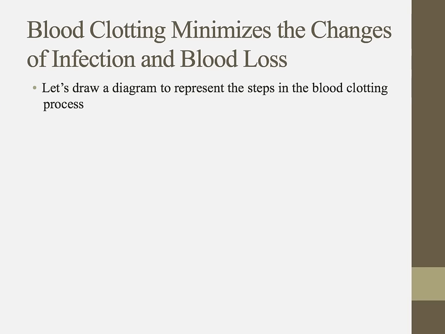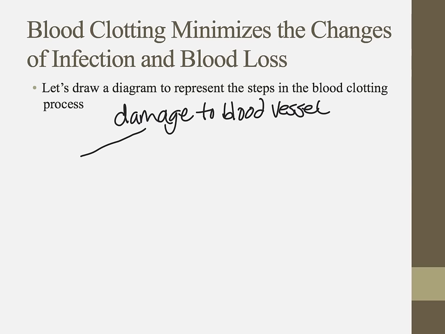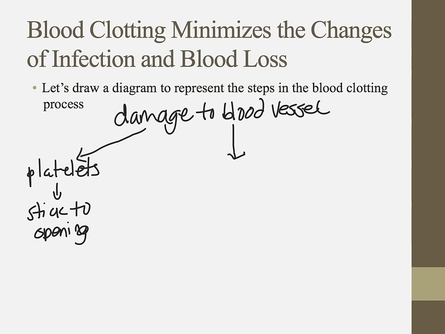Okay, so maybe let's draw this out in a series of steps. Okay, so first I'm going to have damage to a blood vessel, okay? Let's hope it's not a big blood vessel. That could be bad. Okay, that's going to send out chemical signals to the platelets. Okay, and the platelets are going to stick to, let's just say, the opening, okay, to the damaged part. So that's one part of the blood clotting. The other thing that this damaged blood vessel is going to do is it's going to send out chemical signals that are going to turn prothrombin into thrombin. Well, I guess I gotta draw that maybe below.